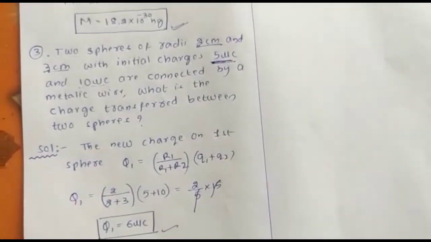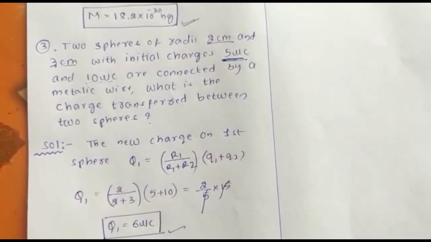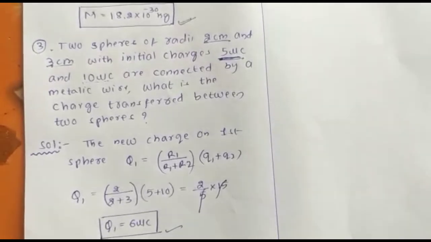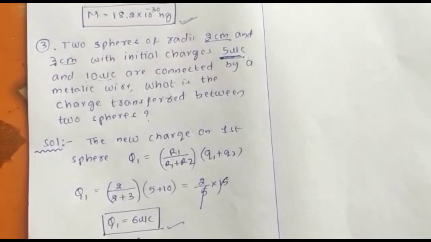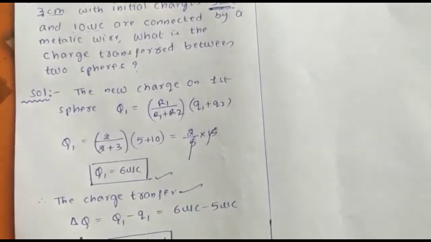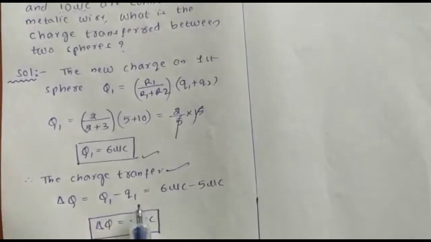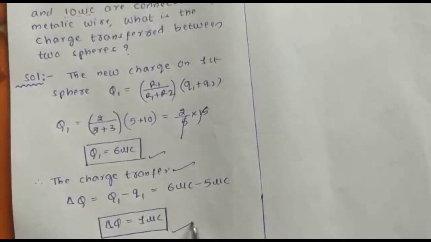Therefore they are asking how much of the charge is transferred. They are not asking what is the new charge on the first sphere, they are asking how much of the charge is transferred. Therefore the charge transferred is the final charge minus the initial charge. Therefore now the charge transfer is given by delta q is equal to q1 minus q1, that is 6 microcoulomb minus 5 microcoulomb, that is 1 microcoulomb you will get.